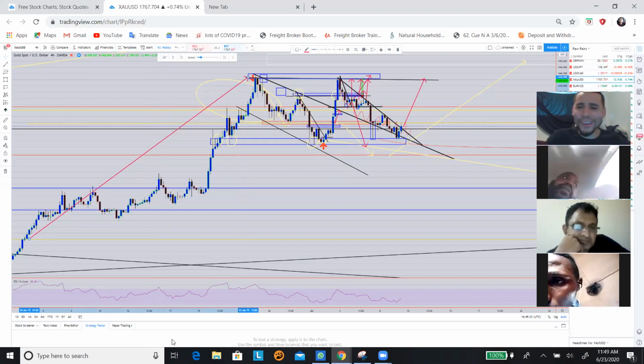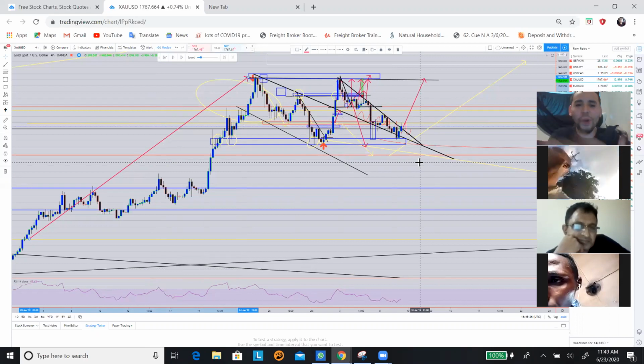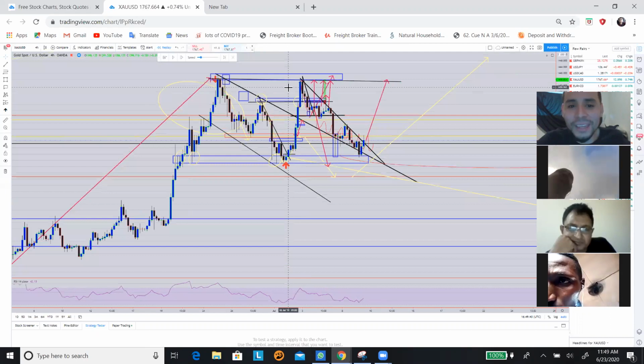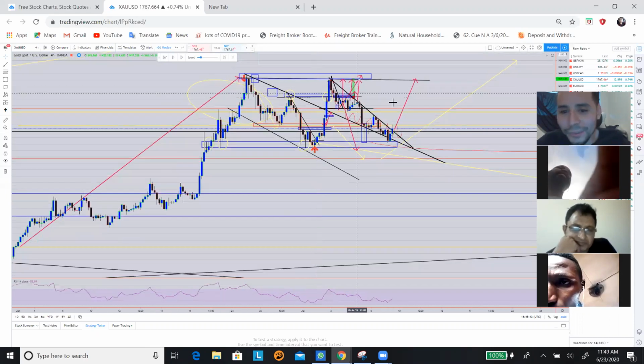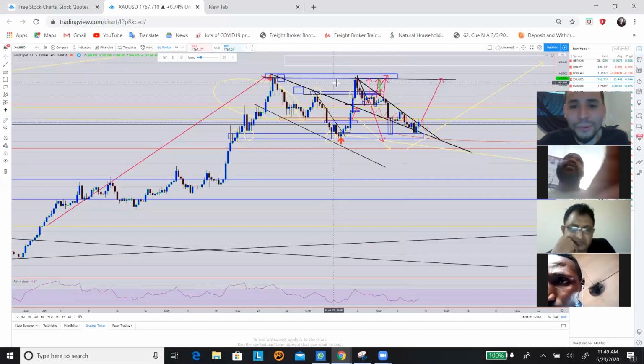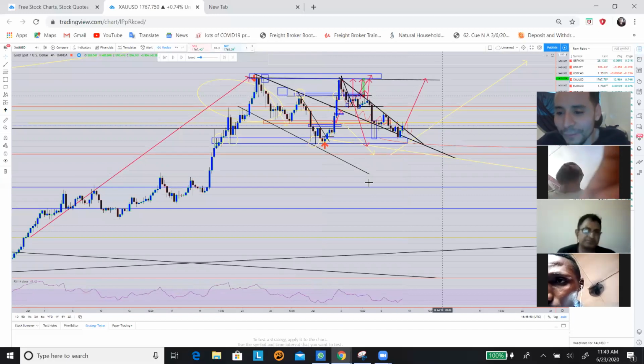But we expected this. How are we gonna get it? We didn't know how, but we knew that we were gonna be in a retracement mode for maybe half the week, possibly three weeks, possibly the whole month. I don't know, but structure will tell us how long it's gonna retrace for.